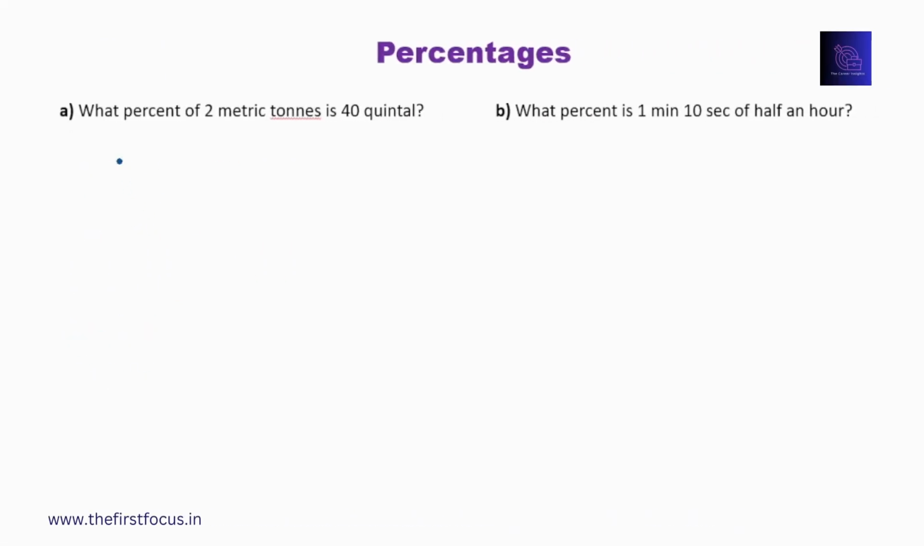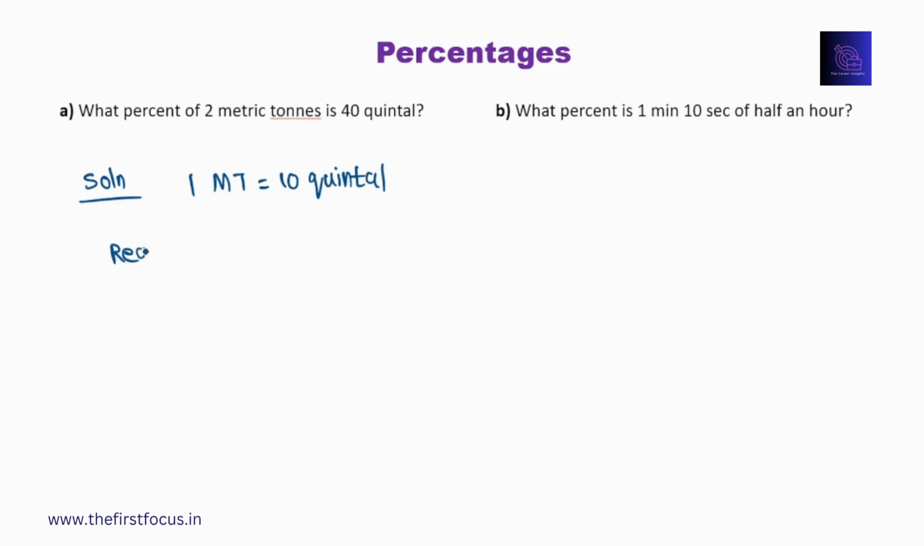Let's see our next problem. What percent of 2 metric tons is 40 quintal? That is, 40 quintal is what percent of 2 metric ton? Here there are two different units. We have to convert it into a common unit. What is the smallest unit? Quintal. We know that 1 metric ton is equal to 10 quintal.